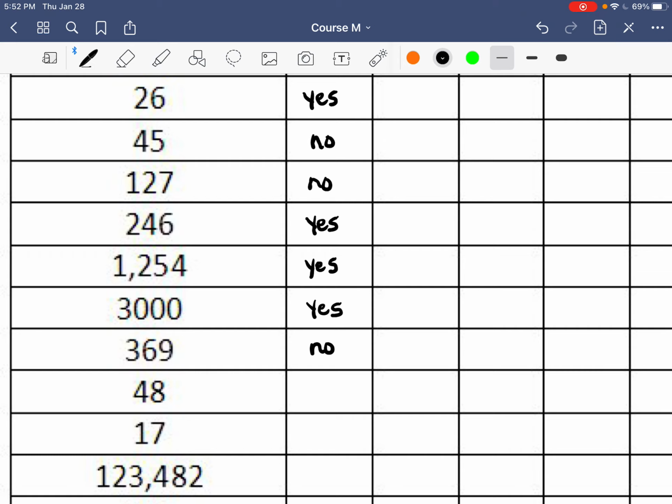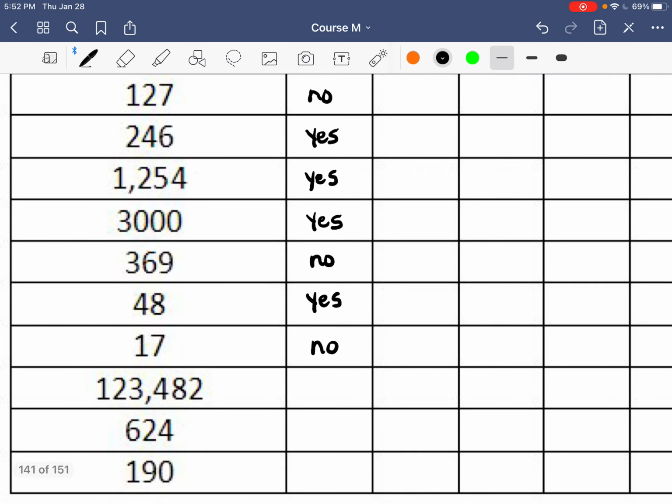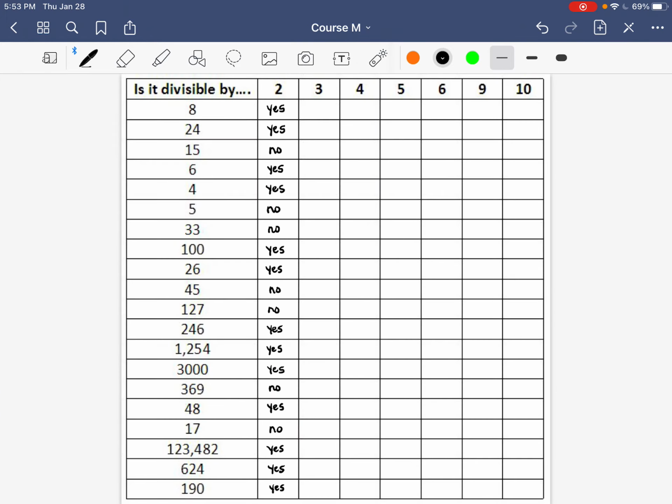48, the 8 is even, so this is a yes. 17, the 7 is odd, so this is a no. 123,482, the 2 is even, so this is a yes. 624, the 4 is even, so this is a yes. And 190, the 0 is even, so this is a yes. So divisible by 2, the majority of them were. You're just telling me if they are divisible by the factor.